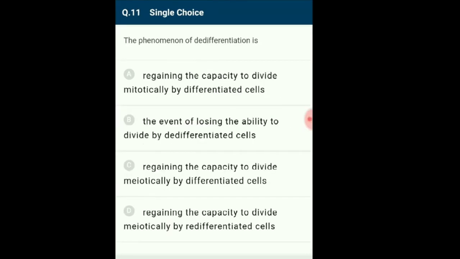Question number 11. The phenomenon of dedifferentiation is that living differentiated cells that have lost the capacity to divide can regain the capacity of division under certain conditions. This phenomenon is called dedifferentiation.